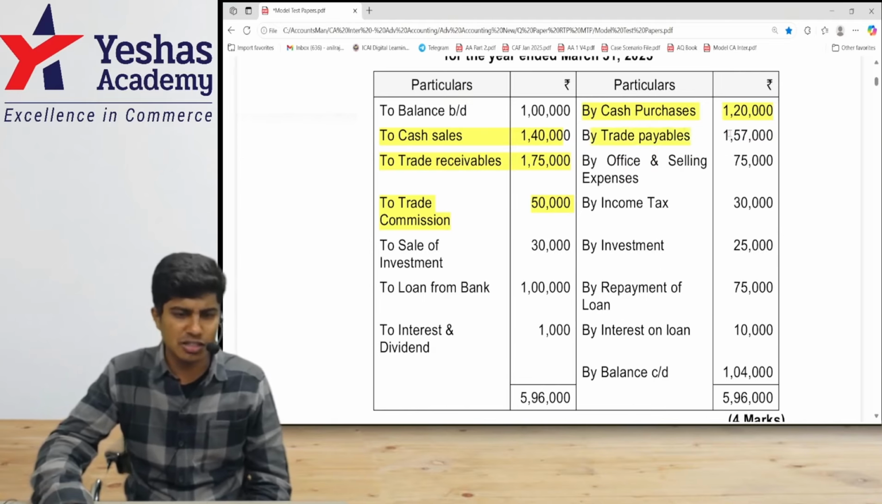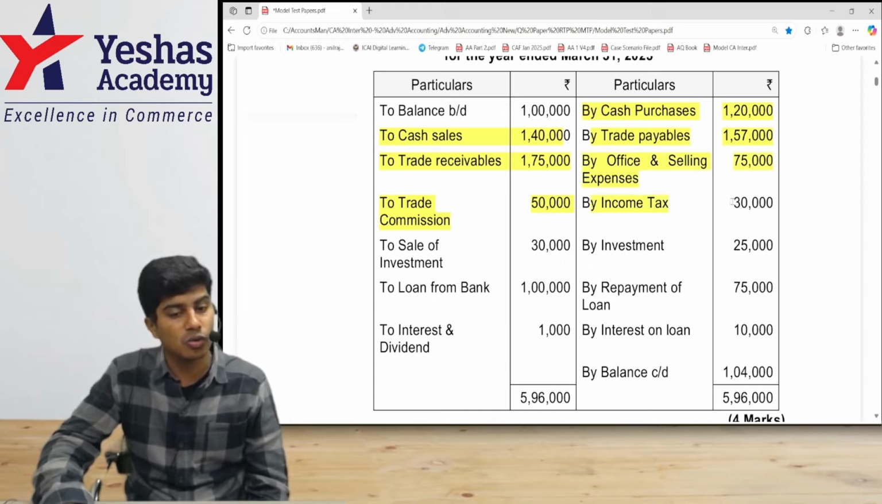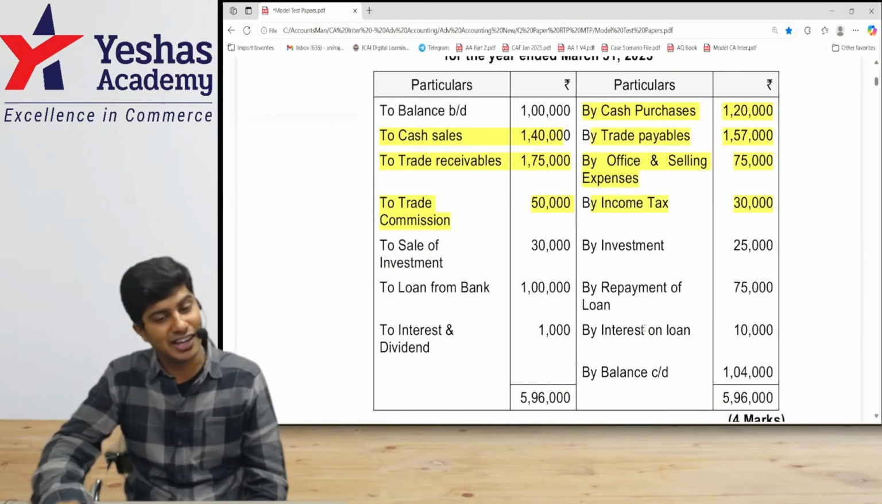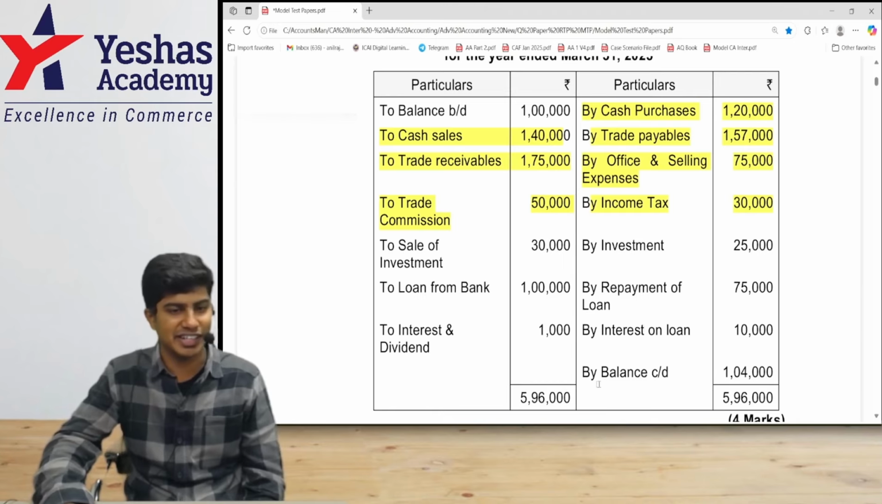Trade payables. This is also operating outflow. Amount paid towards trade payables. Office and selling expenses, operating outflow. Income tax, operating outflow. Investment, investing outflow. Repayment of loan, financing outflow. Interest on loan, financing outflow. Balance carried on, cash and cash equivalent.